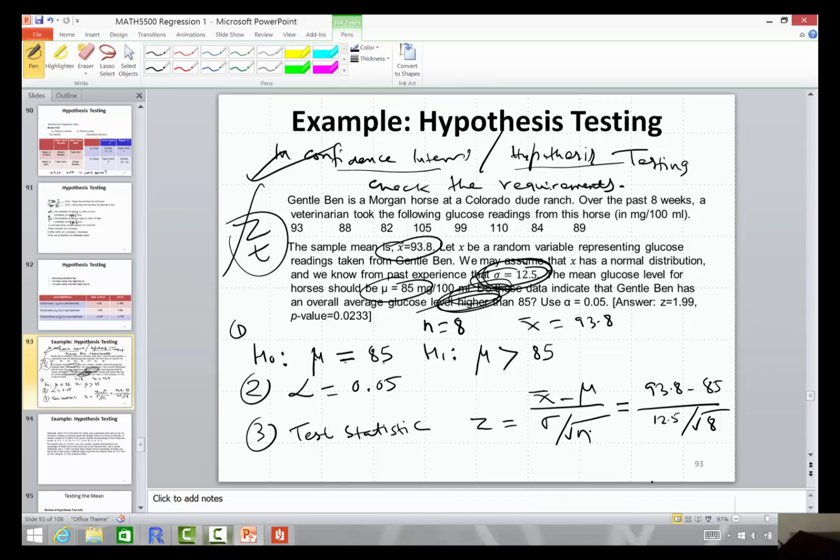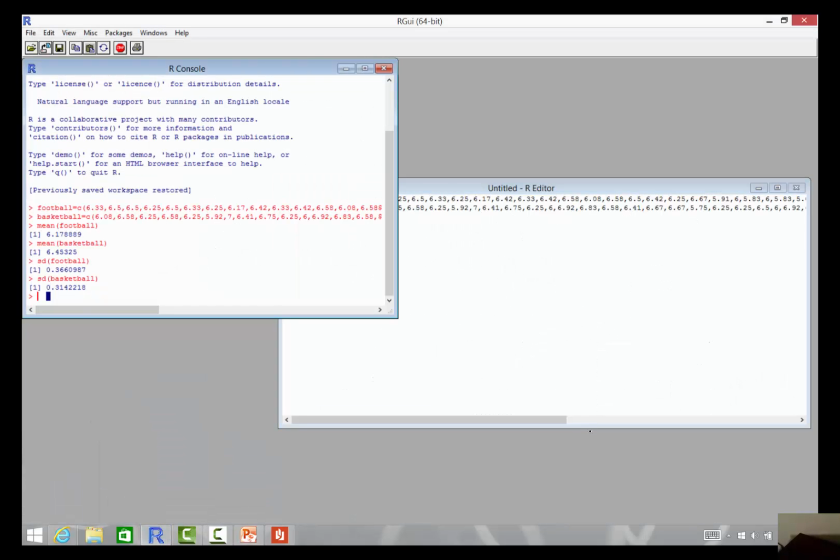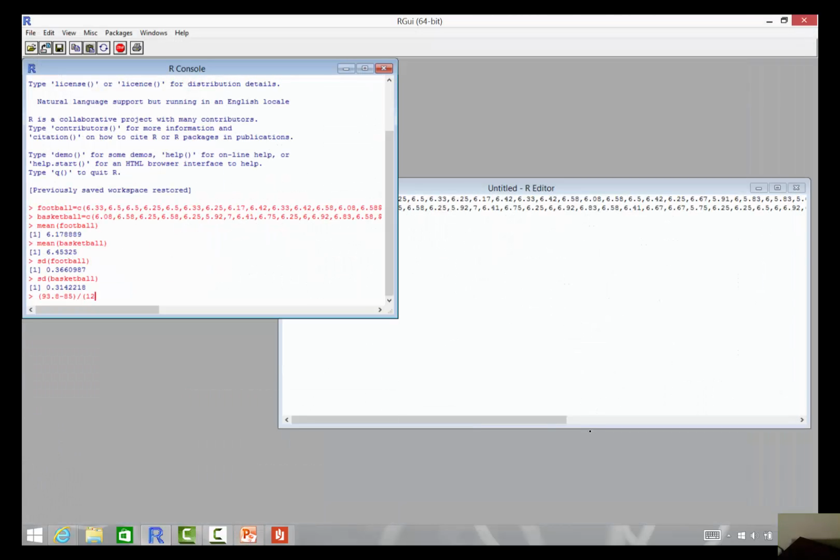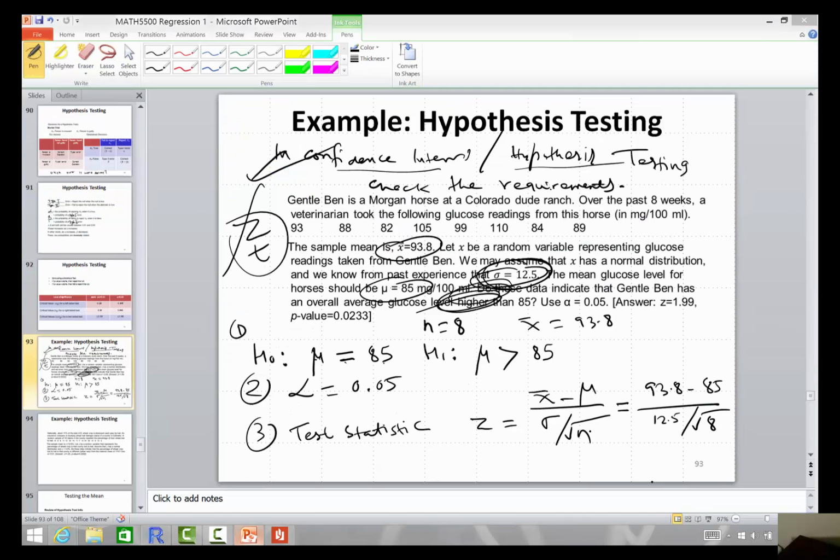93.8 minus 85, divided by sigma. How much is sigma again? Sigma is 12.5, divided by the square root of what? Let's see, n is 8, right?